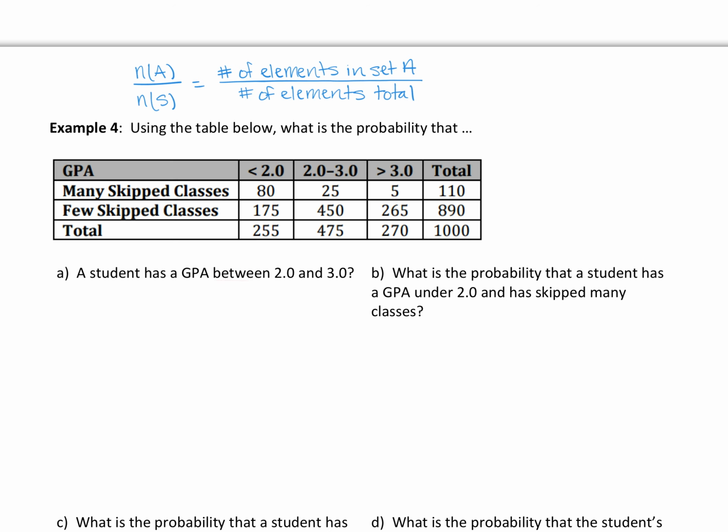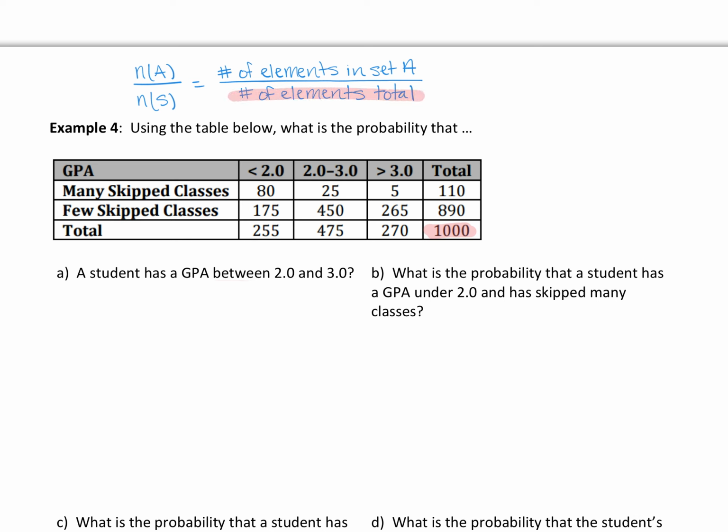And for our last example, we are going to use this table to calculate the probability. Remember, this is how we find the probability. We take the number of elements in the set that we're talking about, and we divide that by the total number of elements, so the total of everything, which means looking at this table, the total is 1,000. And so the denominator is going to be 1,000.